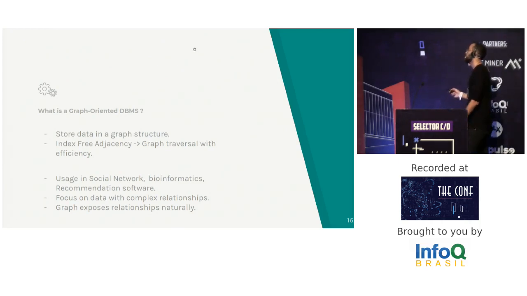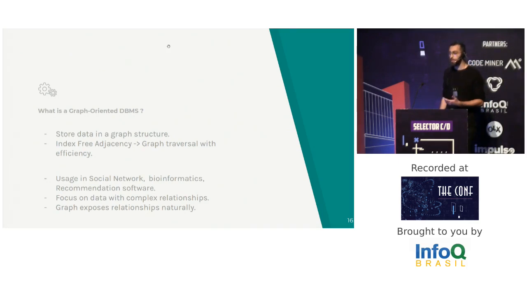And graph-oriented databases have a lot of uses. For example, we can use them in social networks like Facebook, LinkedIn, Twitter. We can also work with bioinformatics and recommendation software. And the focus here, when you talk about graph-oriented databases, is relationships, as I said earlier.